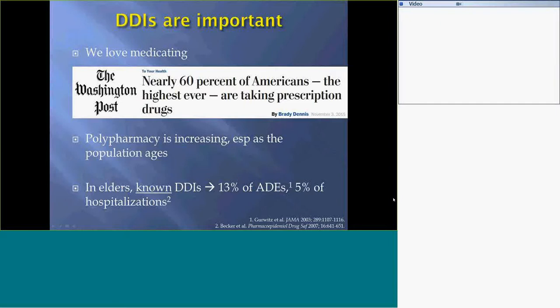So probably not a surprise slide for folks on the call, but DDIs are really, really important. We as Americans love medicating. As the population of the U.S. ages, polypharmacy is increasing, and this is a common phenomenon in older adults in which known drug-drug interactions constitute about 13% of all adverse drug events and up to 5% of hospitalizations. And these figures are surely gross underestimates as they only include well-documented drug-drug interactions.